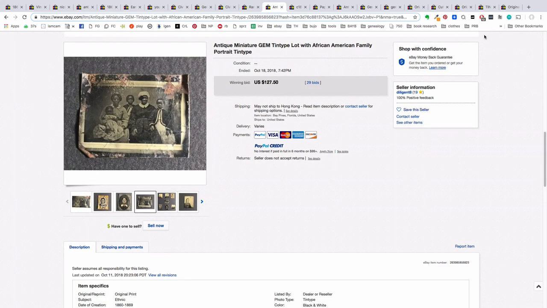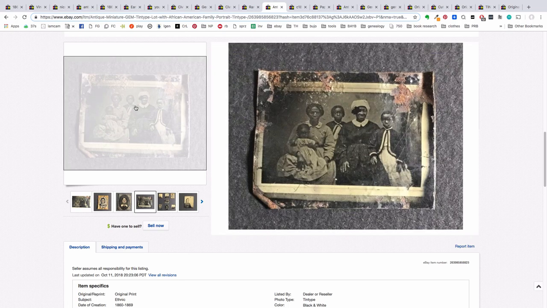Okay, another category is photos of African Americans, or really any U.S. ethnic minorities, Native Americans, or Native Hawaiians. I'm not sure who else you might find, but if you find them, that's cool. So this actually is an extremely interesting photo because it looks to me like it is a photo of a photo on a gem tintype. So it's teeny tiny and it looks like it's a photograph of a larger photograph.